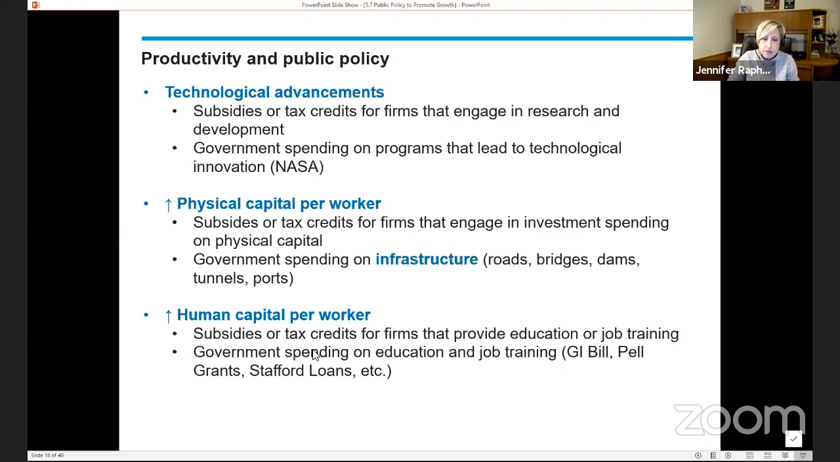The government, again, can spend money directly on these things. The GI Bill is a great example of government spending on education, Pell Grants, Stafford loans. That's money that the federal government puts in the hands of students that allows them to advance their human capital in ways that have economy-wide benefits. So these are the major drivers of productivity, and these are the ways that governments can influence that productivity.